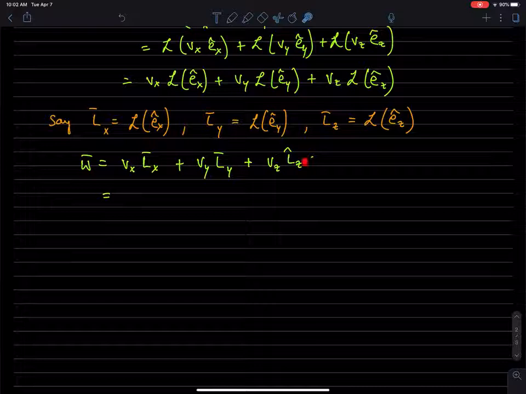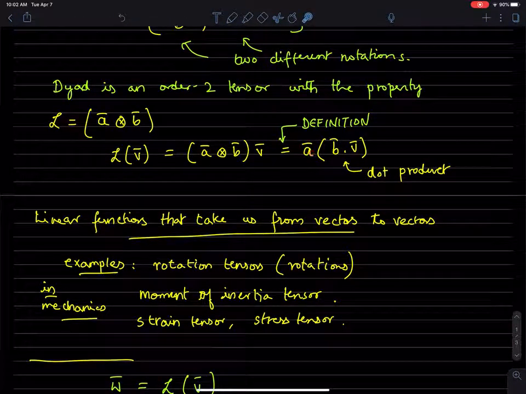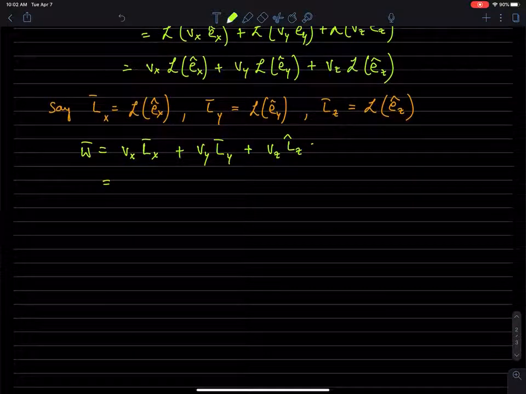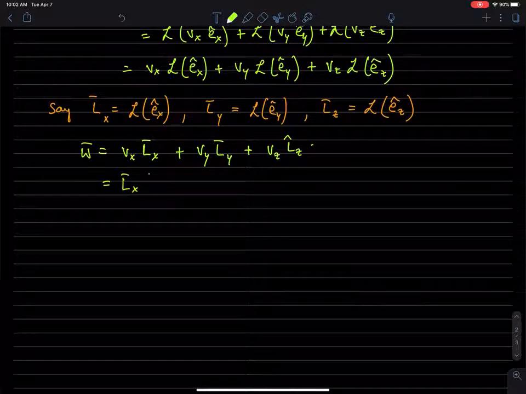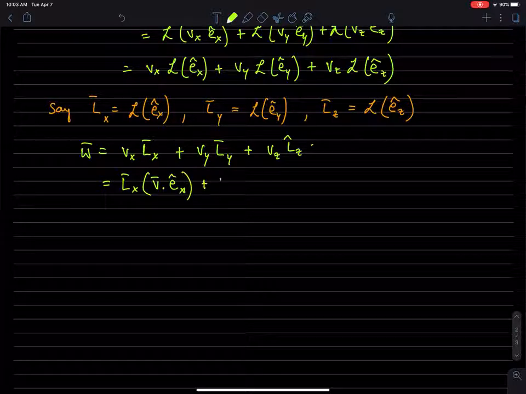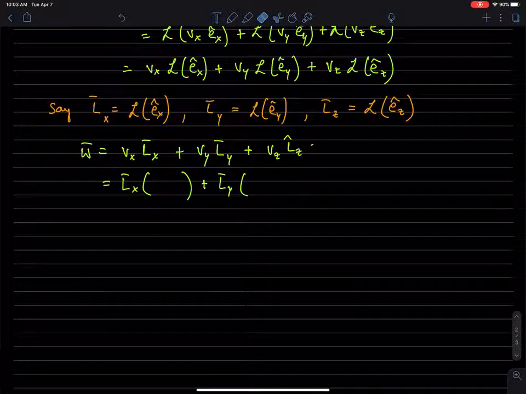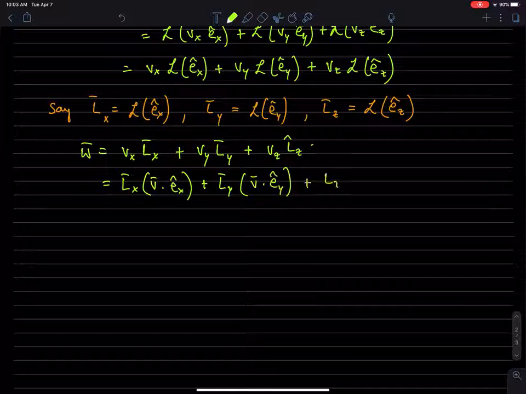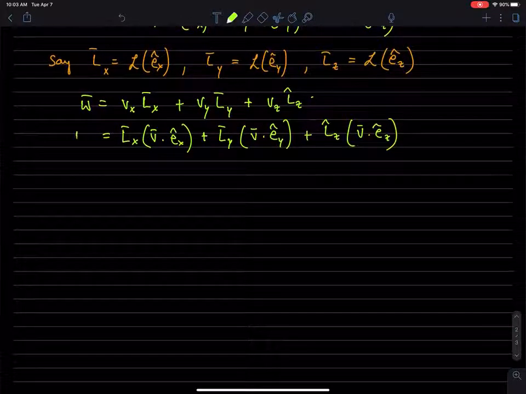Each of these quantities is of the form a vector times a scalar. This is a vector, this is a scalar. So let's write that in that form. This is Lx times a scalar, which is, instead of Vx, I'm going to replace that with Ex dot V. And then for this thing, it's this vector times the scalar. Actually, instead of writing the scalar in this manner, I'm going to write it as v dotted with ex, and this is v dotted with ey plus Lz. Vz, I'm going to write it as v dotted with ez. Okay, that's still the vector w.